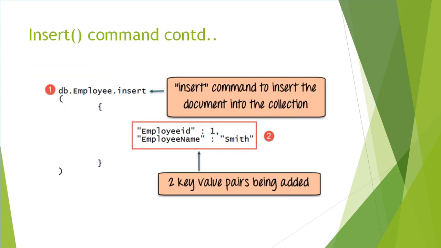So this slide shows exactly what we did in our MongoDB shell right now, how we make use of our insert command, which allows you to insert the document into the collection. It is saying that key value pairs have been added, and we had added 3 key value pairs: name, employee ID and the salary. This is what we have discussed already.